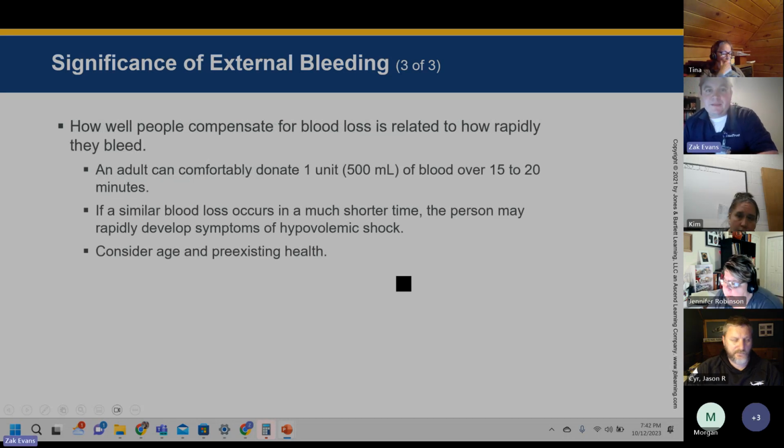How well people compensate or make up for that blood loss is relative to how rapidly they bleed. An adult can comfortably donate 1 unit, 500 mL of blood, over 15 to 20 minutes. If a similar blood loss occurs in a much shorter time, the person may rapidly develop symptoms of hypovolemic shock. Consider age and pre-existing health.